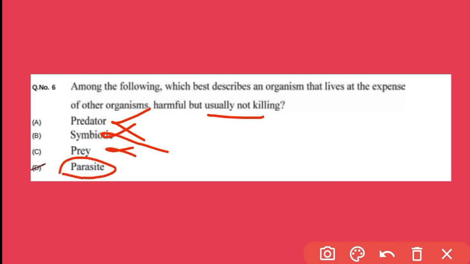Last, a parasite. The parasite feeds upon its host, but it does not kill its host; it lives inside the host. So the answer to this question is option D.